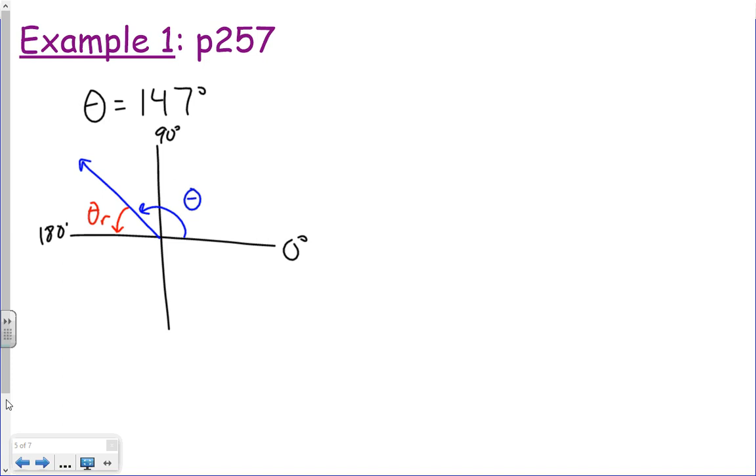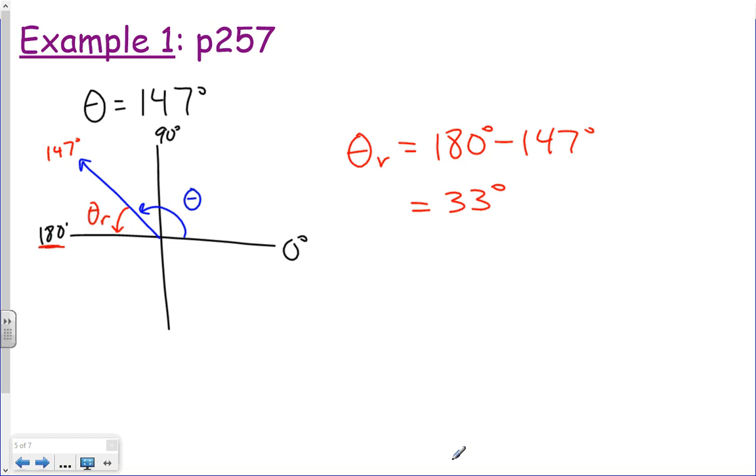All right, so let's measure that then. We did this in the last section. We should be able to do it again here. Theta sub r is equal to the difference of these two angles, the 180 right here and the 147 right there. 180 minus 147 is 33 degrees. So our reference angle is 33 degrees.